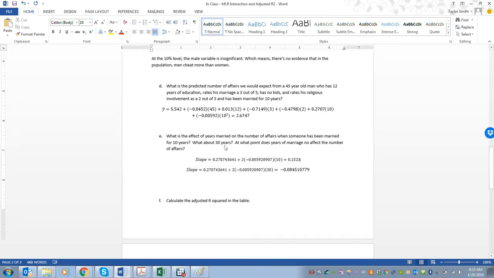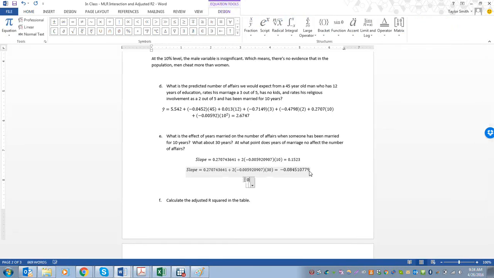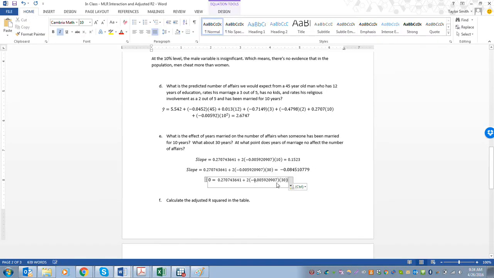So that's what this next question wants to look at. We want to say, at what point does years of marriage have no effect? So what we're going to do is set this equation equal to 0 and then solve it. Let's create a new equation here, and we're going to set our slope equal to 0. Then we want to solve this equation basically for x. At what level of x does this equation become 0?